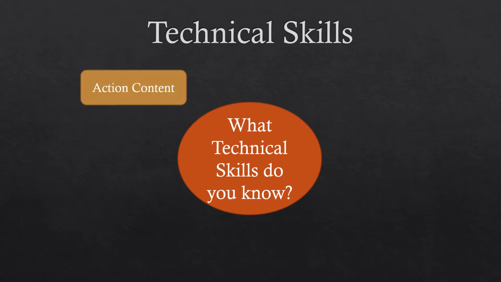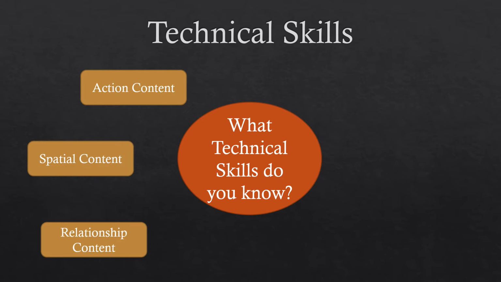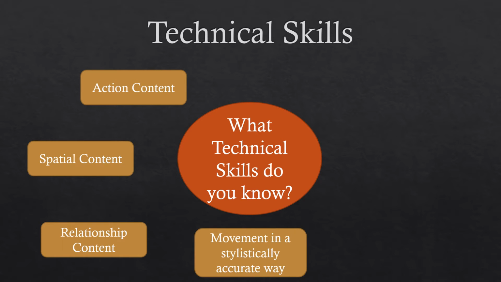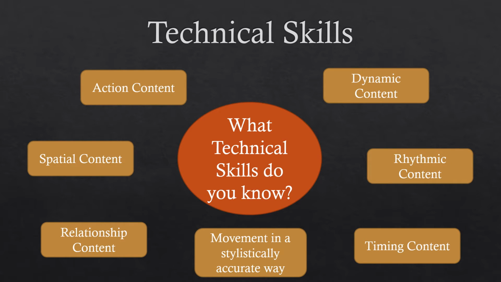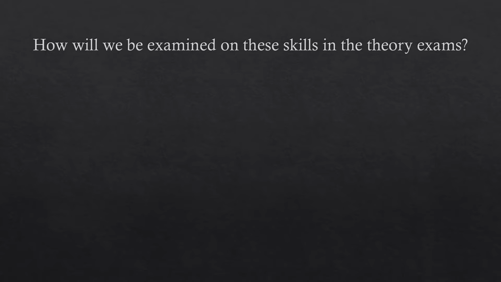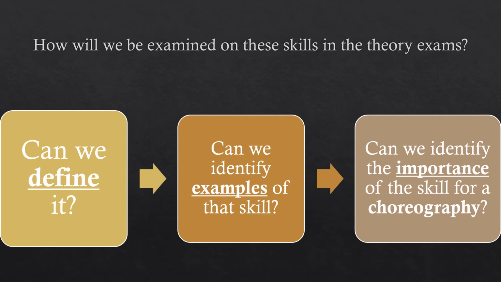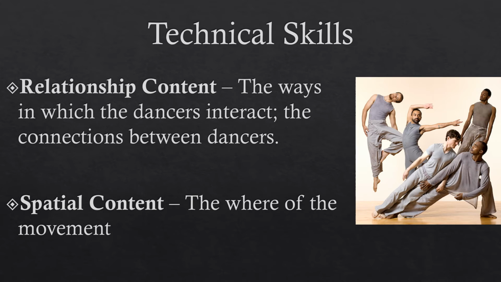We have action content, spatial content, relationship content, movement in a stylistically accurate way, dynamic content, rhythmic content, and timing content. So how will we be examined on these skills in the theory exam? Well, in section A, we could be asked to define it and give examples of that skill. And in section B, you might be asked in the set phrases or your own choreographies how these are important. So defining them.